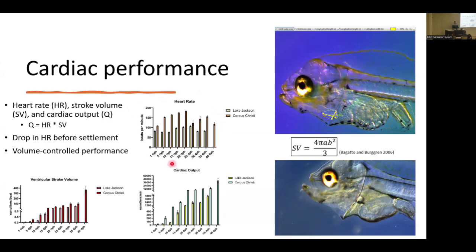The more interesting trend we saw was with stroke volume and cardiac output, where as you can see, these graphs are looking very, very similar for both. That's likely indicative of these fish having a more volume controlled cardiac performance, meaning that when they need to modulate the blood flow, they're more likely to do so by adjusting their stroke volume rather than by adjusting their heart rate, which has not before been documented in southern flounder, but has been documented in a few other species of related flatfish, so it makes some sense.